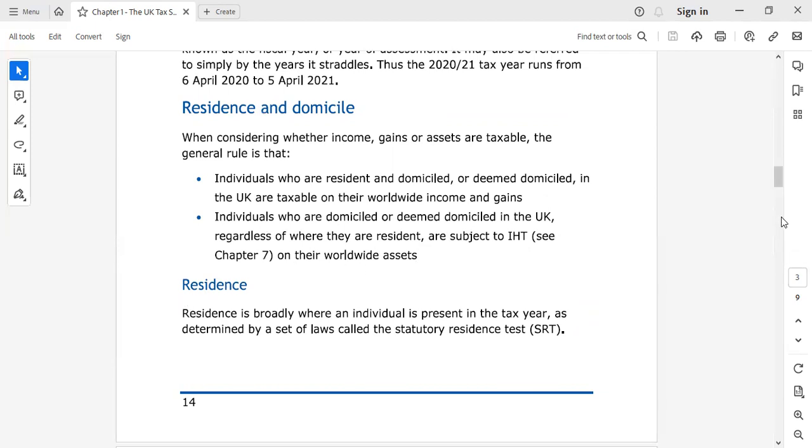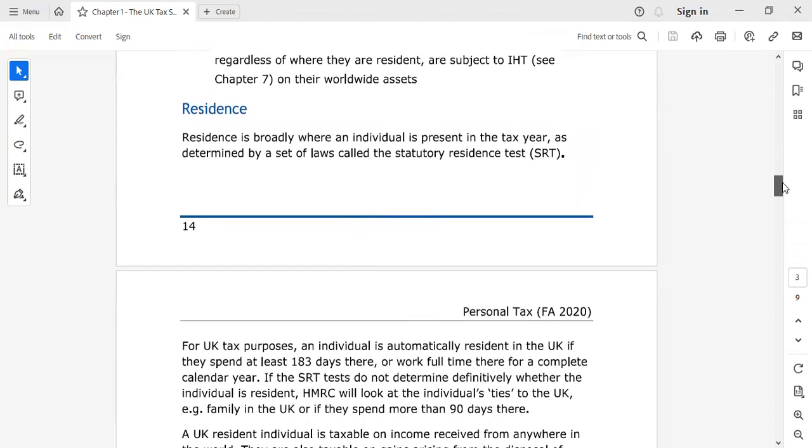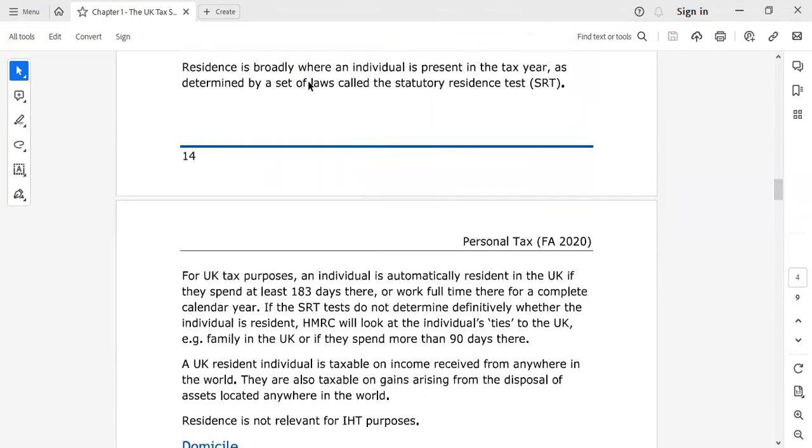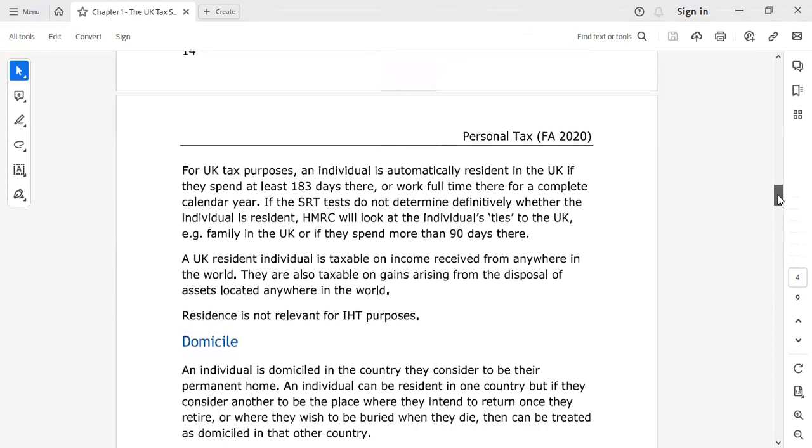First, let's see the residents. Who is a resident in the UK? Residence is broadly where an individual is present in the tax year, as determined by the set of laws called the statutory residence test. You can run this test on the HMRC website as well, but let me go through it briefly with you. If the person is in the UK for at least 183 days in a year, he will be a resident in the UK. HMRC will look at the individual's ties to the UK, say family in the UK, or if they spend more than 90 days there.